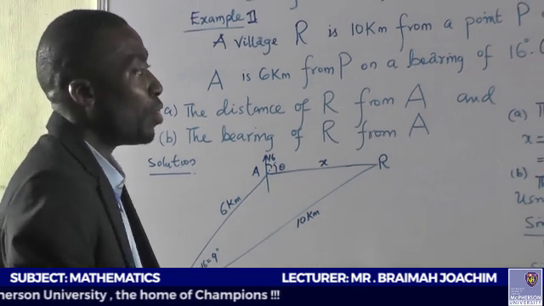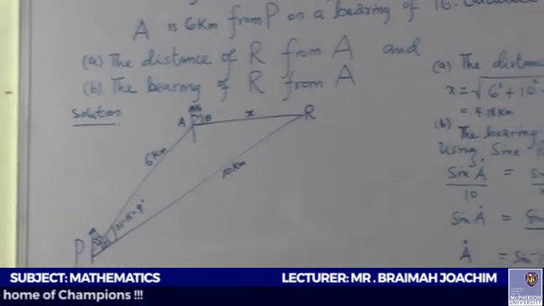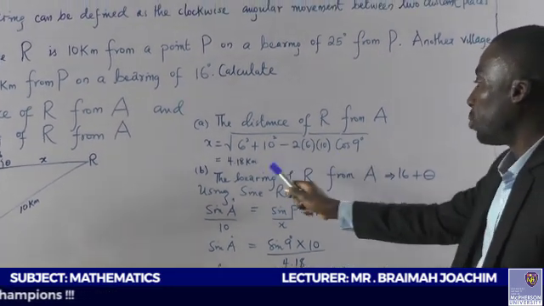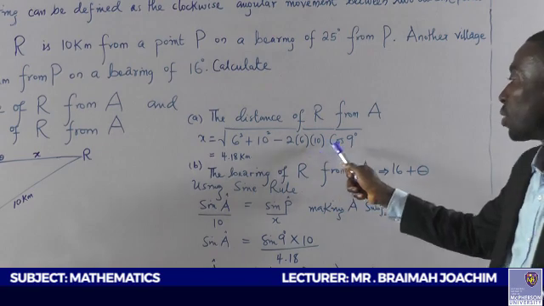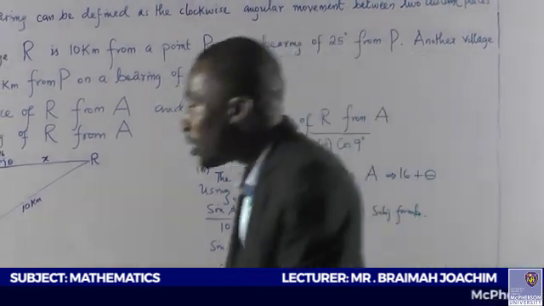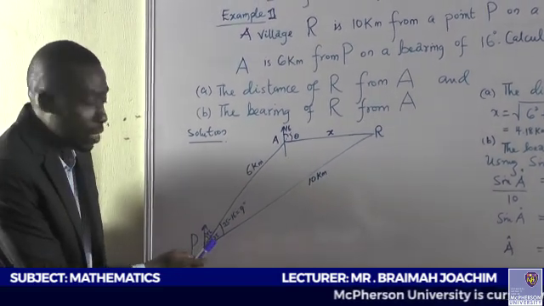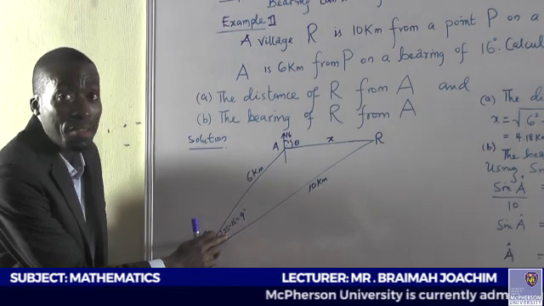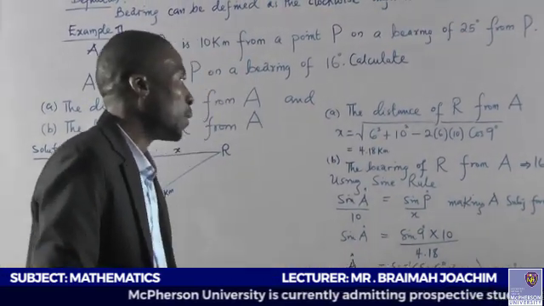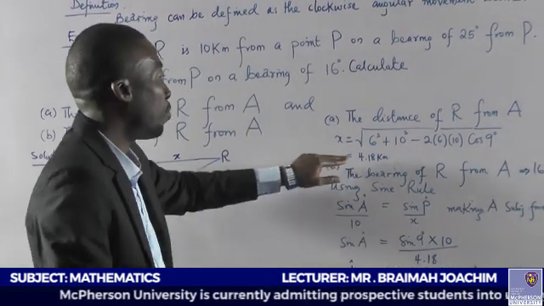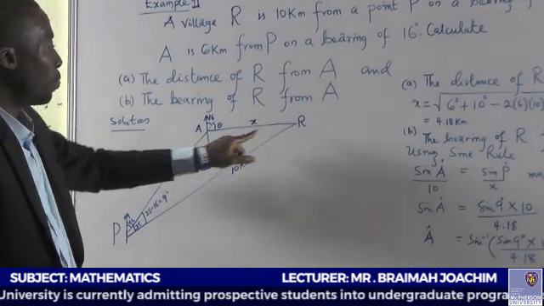Now, for the distance from R to A, we are going to engage our cosine rule. So we take the distances 6 and 10 kilometers. From our cosine rule, the operation goes thus: 6 squared plus 10 squared minus 2 times 6 times 10 times cosine 9 degrees. How did we come about 9 degrees? We saw here that it was 16 and 25 degrees from this same point, P. So we take 25 minus 16, and that gives us 9. So that's how we came about 9 degrees. If you take 9 degrees and do the operation, we're going to have 4.18 kilometers as the distance of R from A.